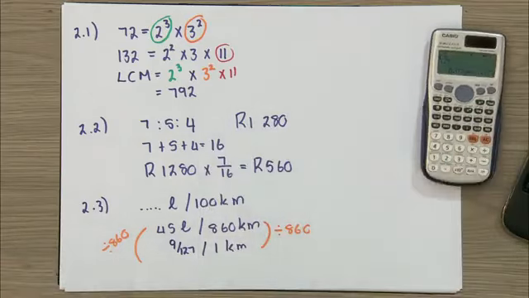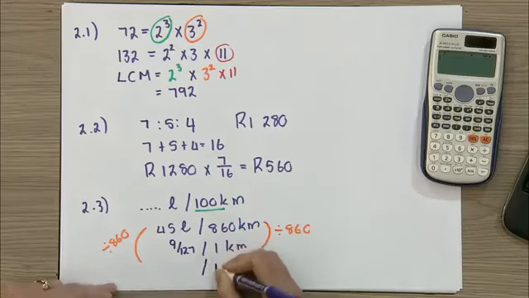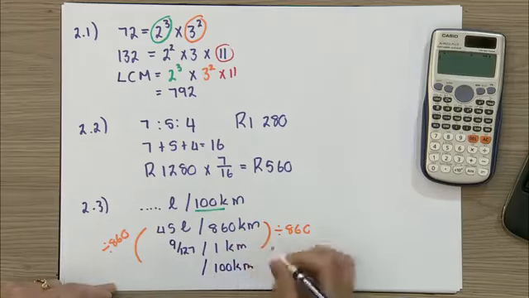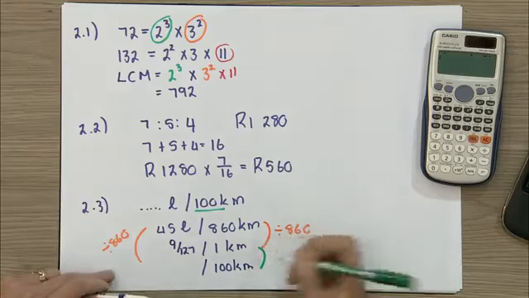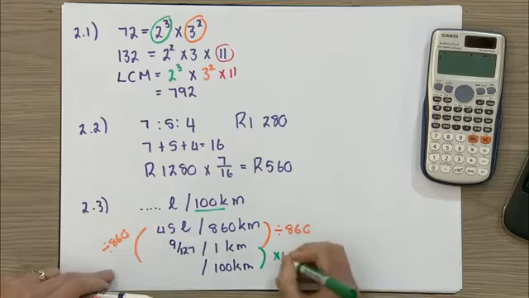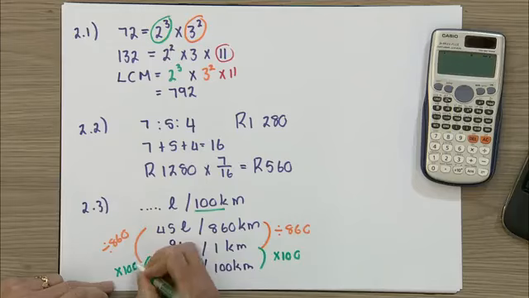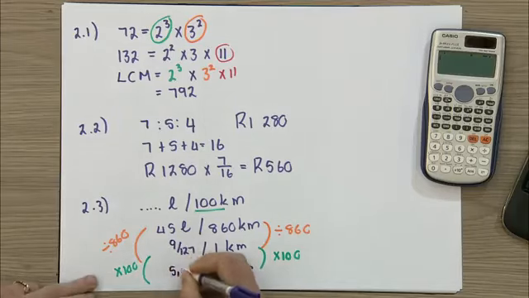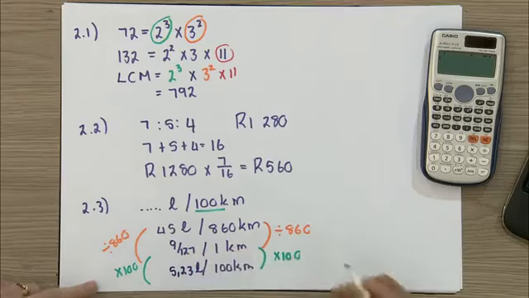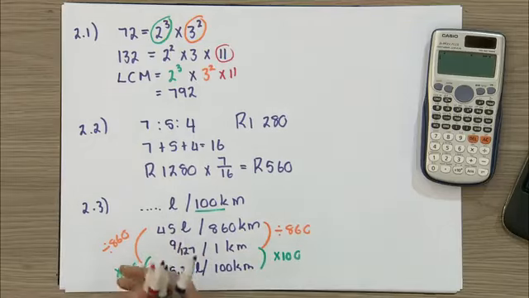Have I answered my question? Not yet. My question asked for 100 kilometers. So now, if I want to know for 100 kilometers, I know for 1, how do I get to 100? What must I multiply 1 with to get to 100? Times 100. If I do it on the right, I've got to do it on the left. So 9 over 127 times 100 gives me 5,23 liters.